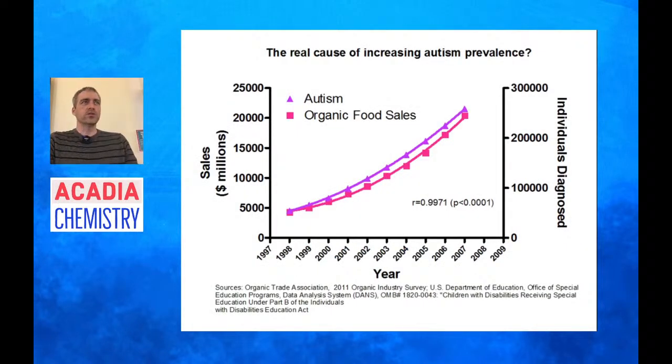Also, as long as we are doing correlations, if you look at organic food sales over the same period of time and autism rates, they are also tightly correlated as well. Although I don't think anyone would suggest that the popularity of organic food is in any way related to the amount of autism that we have.